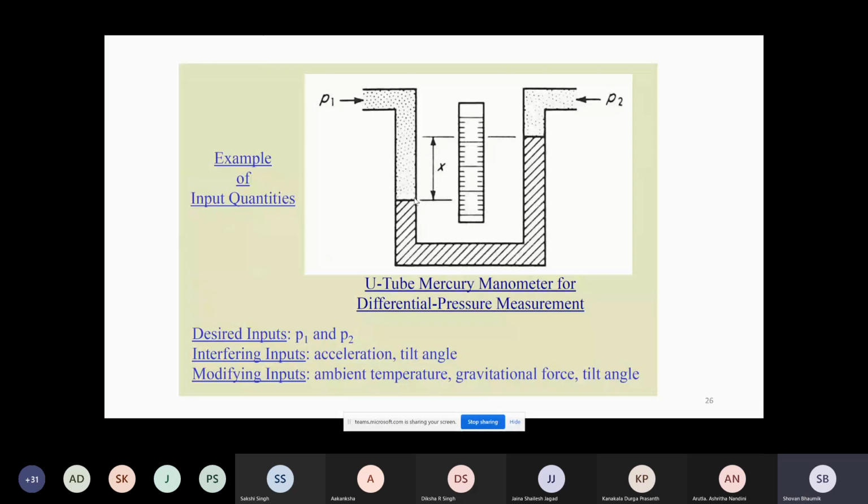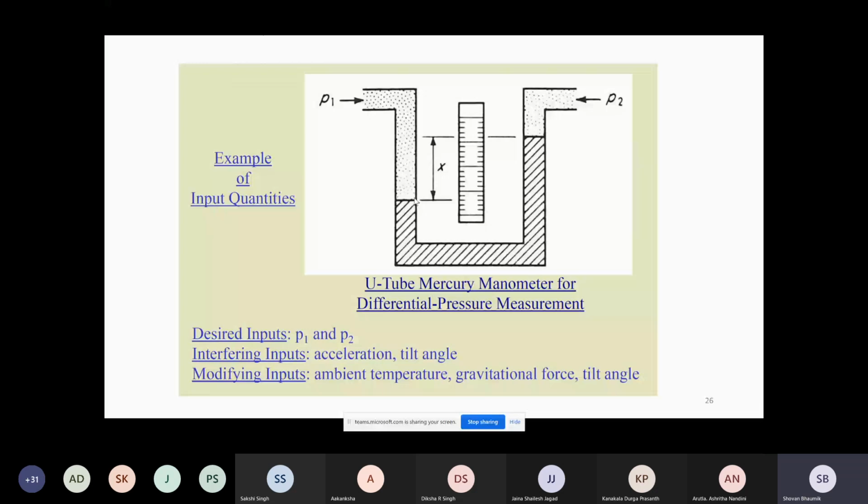So when P1 and P2 are different, one mercury arm will rise high, another will be low, and you measure the difference X from the scale, and then you calculate by multiplying with rho g and all. You will know the pressure difference between P1 and P2. And if you know one pressure, you can calculate the other pressure also.